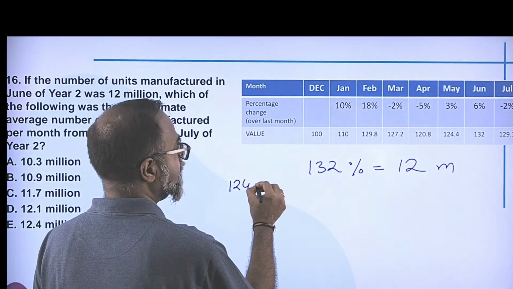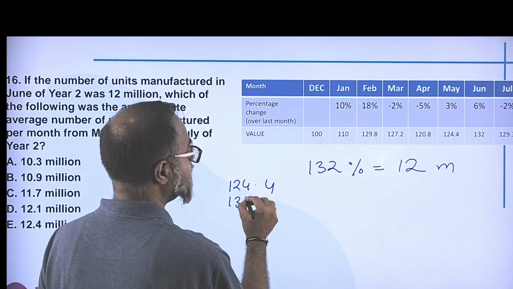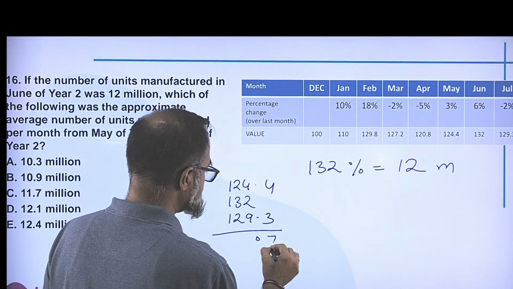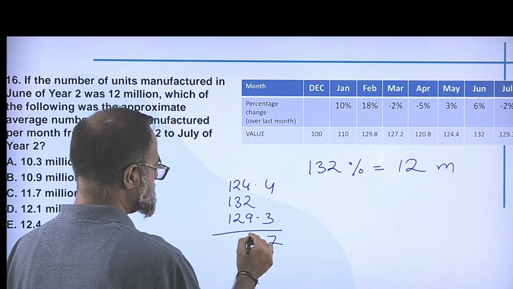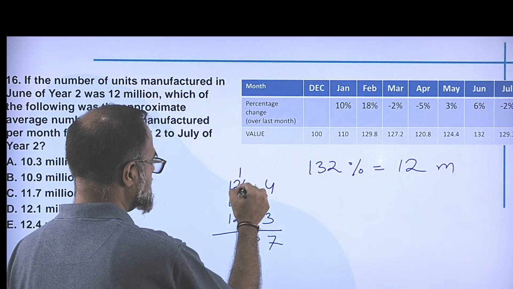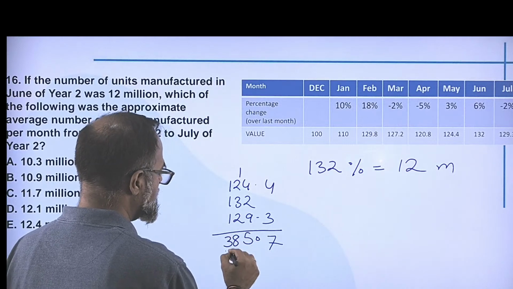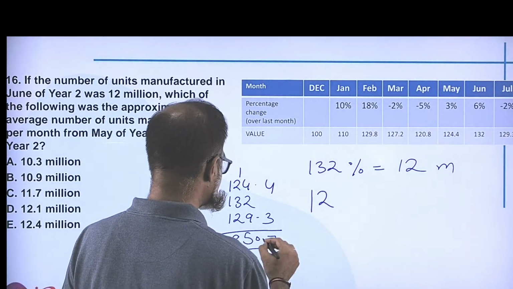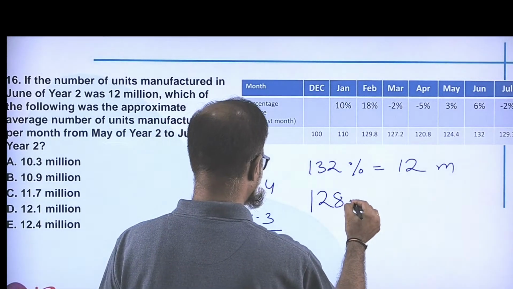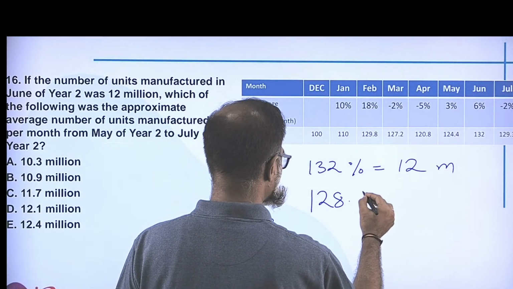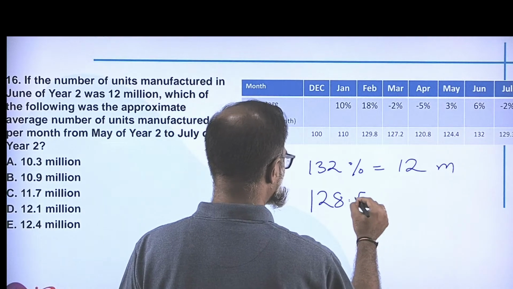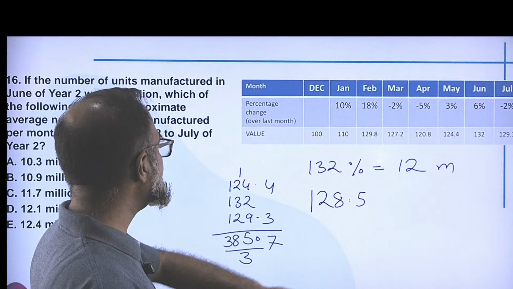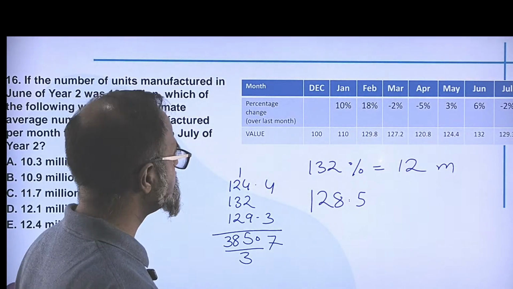So 124.4, 132, 129.3, add them up, and this divided by 3. So 3 ones are 3, 3 twos are 6, 3 eights are 24, 3 sixes are 18, so 128.56, whatever, approximate it. So 128.5 will be approximately equal to what?